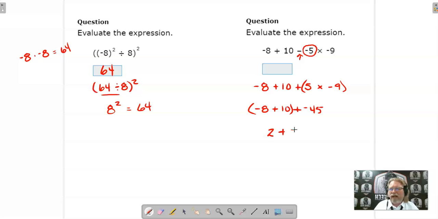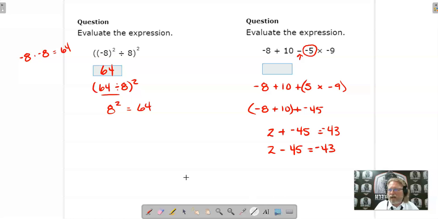And now I'm going to add to that negative 45. Now I need to add negative 45 to 2. Another way to look at it is to change the sign: the opposite of negative 45 is positive 45. On this one, the difference between those two would be 43. And looking up here, we see that the 45 is greater than the 2, and the 45 has a negative sign. So I throw the negative sign on there, so it's a negative 43.